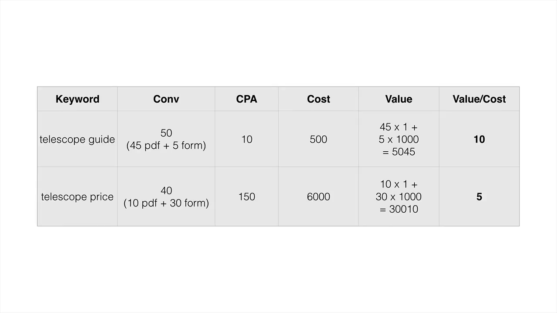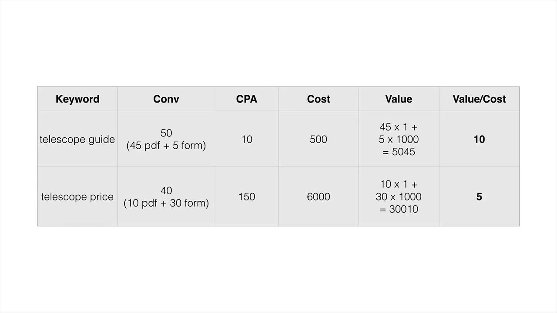So for Telescope Guide here, I get 10 units of value, 10 points for every dollar I spend. Telescope Price, I get 5 points. So while it looked like it might have been a better keyword there for a while, it got 30 of the really good outcomes that we're interested in, people filling out this really valuable form. But because it costs $6,000, 30 grand divided by $6,000, near enough, is 5. So value per cost, super important.